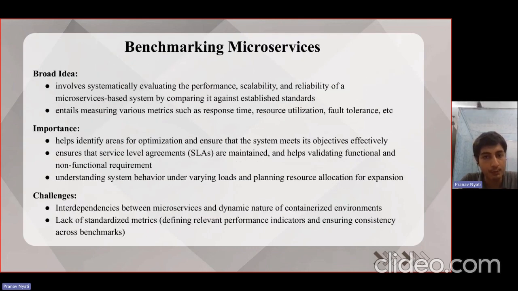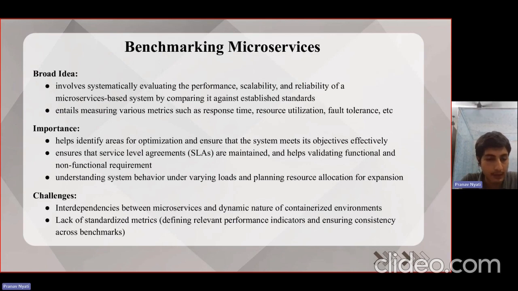Next, let's get to benchmarking of microservices, which involves systematically evaluating the performance, scalability, and reliability of any system by comparing it against established standards. This entails measuring various metrics such as response time, fault tolerance, resource and CPU utilization, etc. The importance of benchmarking is, first, it helps identify bottlenecks and key areas for optimization. Second, it ensures that service level agreements are not violated and helps validate functional and non-functional requirements that the users expect from the application. It also helps to understand system behavior and emergent phenomena under varying loads.